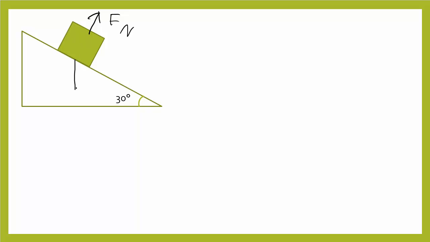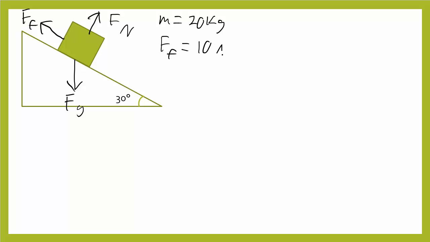I've got the normal force up and over, and gravity down, and friction will be in the opposite direction of motion. So I'm going to put friction this way. And let's just say that we are given the mass of the box is 20 kilograms, and let's say we know the amount of friction in this case is 10 newtons of force.